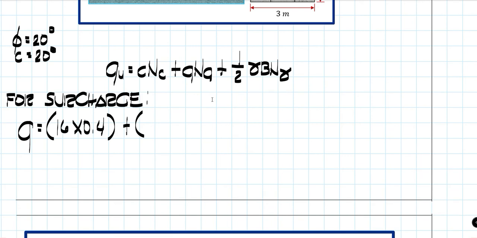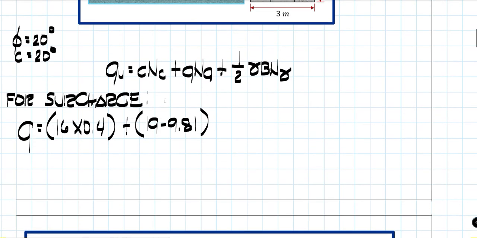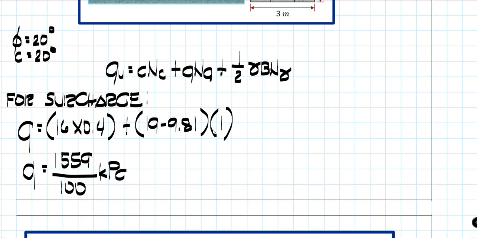Kung ano man yung soil na nandun, syempre meron lang siyang saturated na unit weight. So, that will be 19 minus 9.81. Tapos, ita-times na natin yung height niya na, as you can see, that is 1 meter. So, that will be times 1. So calculating our surcharge load or overburden pressure, we have here 15.59 kilopascals.